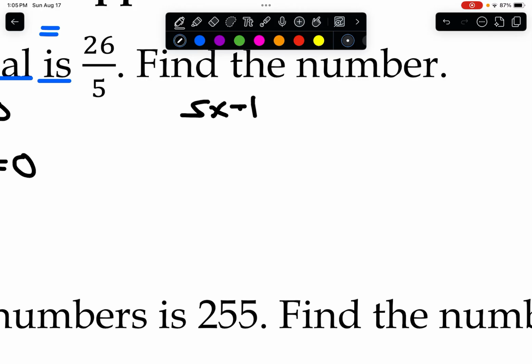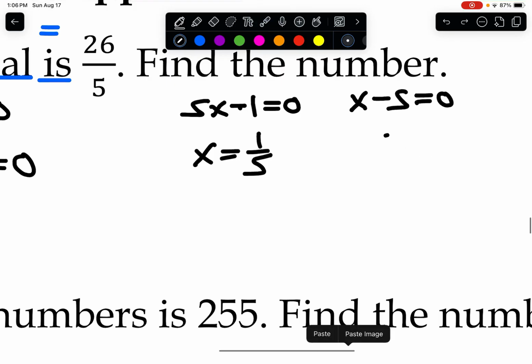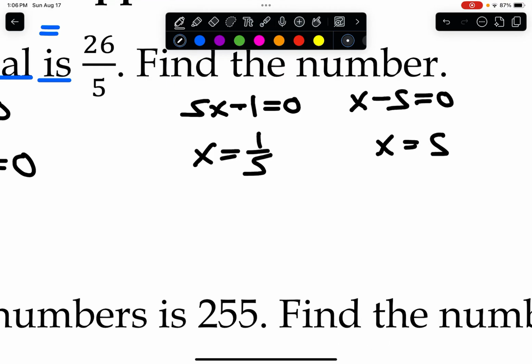So 5x minus 1 equals 0, and x minus 5 equals 0. So I'm going to add 1 and then divide by 5. So we're going to have an x value of 1/5, and then over here, an x value of 5, which is going to be consistent because we have 5 and 1/5, which are reciprocals. So both of these numbers will work. So you want both.